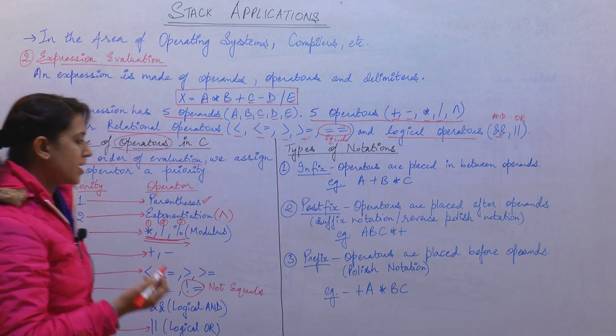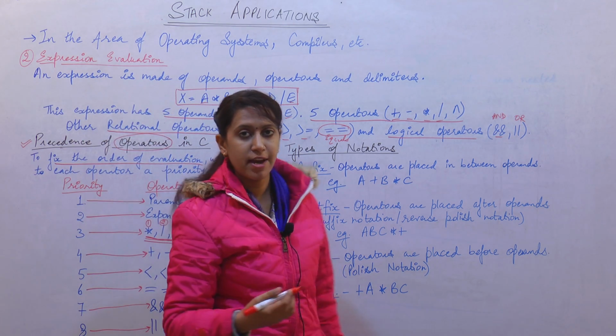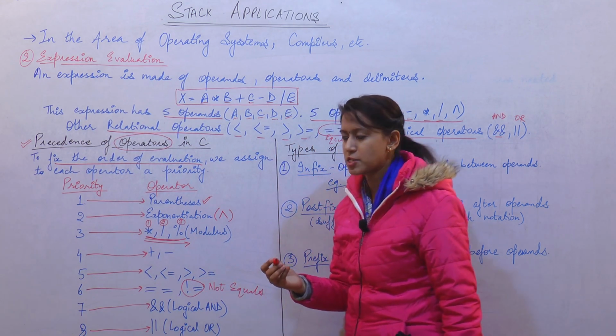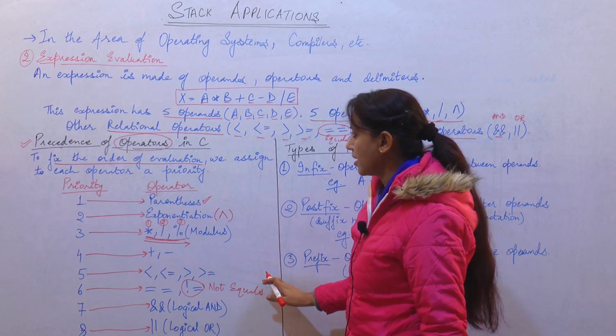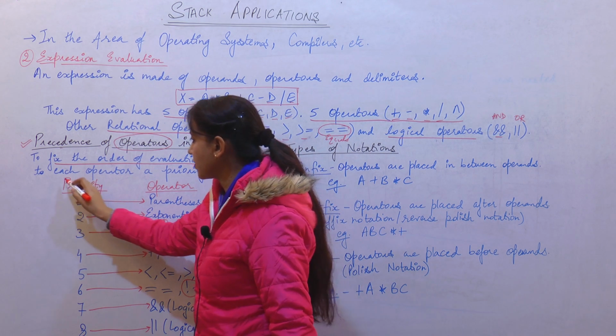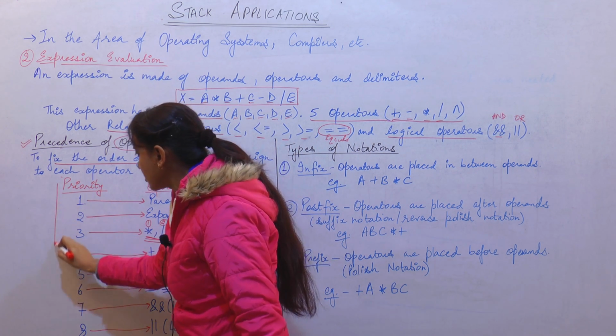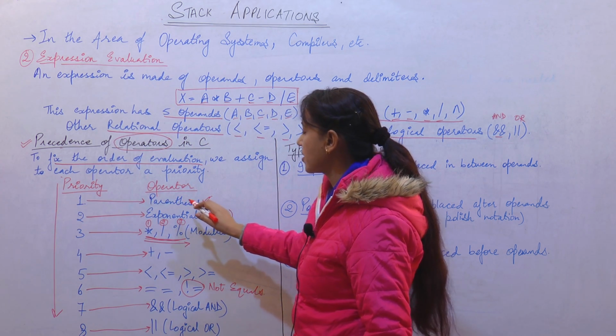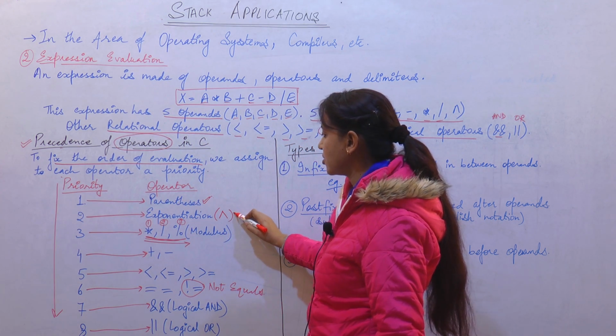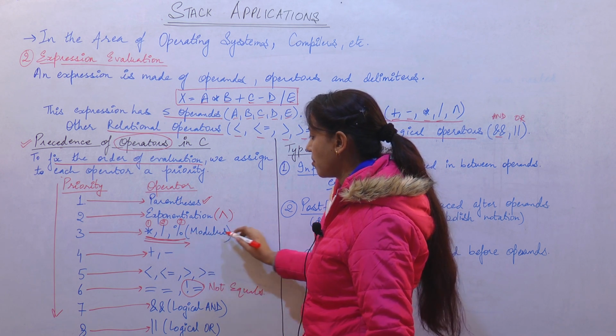So whenever we are given any expression to evaluate, we will evaluate that expression according to this priority list, the priority list of the operators. The priority is from top to bottom. That means the first priority will be given to parenthesis, then exponentiation, then plus, minus and modulus.